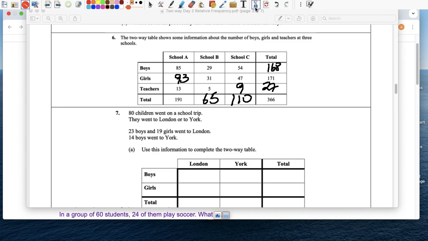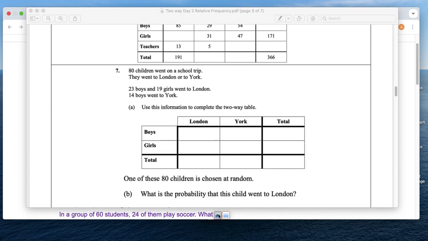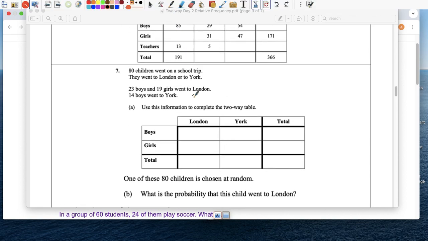Okay, so by now you should find these super, super easy. These have a few questions, so we have to do the table and then answer. So 80 children won a trip, so we know that goes right here. Check. 23 boys and 19 girls went to London, and I'm going to right away add it.